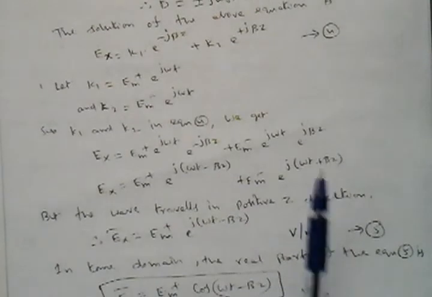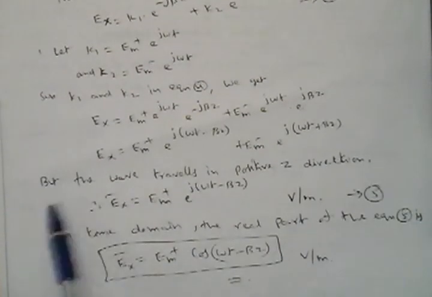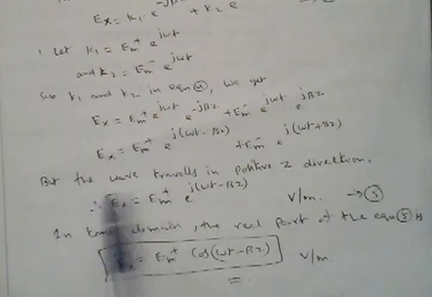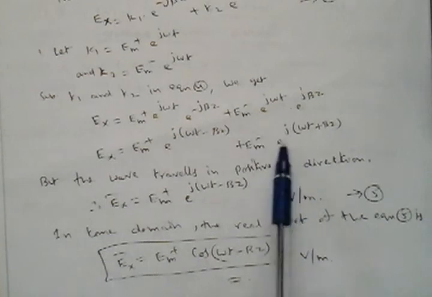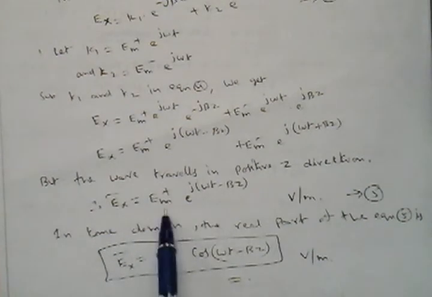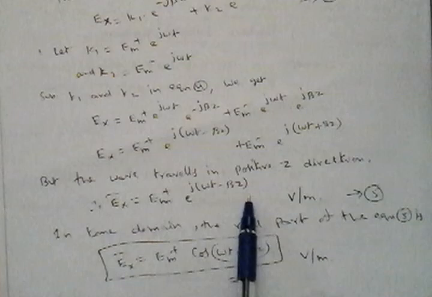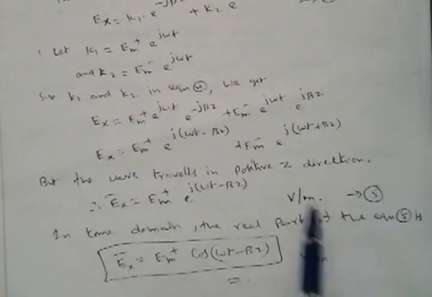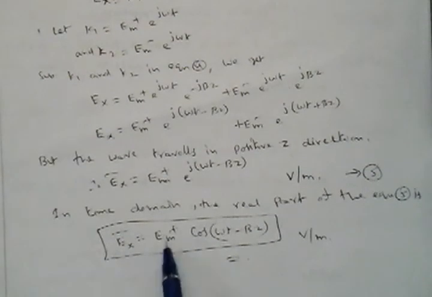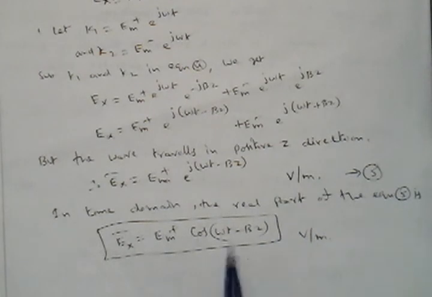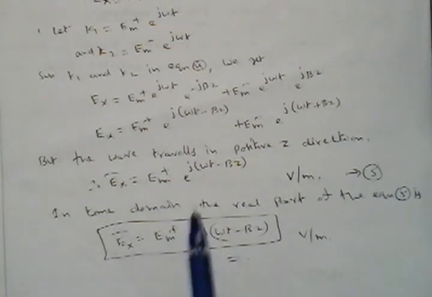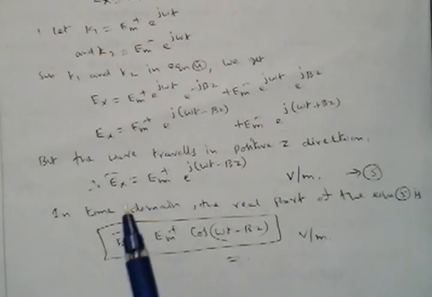If you take the real part, that gives the complete electric field solution. But the wave travels in the positive z direction only. Therefore in this case the negative term, Em minus, is neglected. So Ex is equal to Em plus e power j omega t minus beta z. This wave travels in the positive z direction only. Therefore Ex is equal to Em plus cos of omega t minus beta z. This gives the complete solution of the electric field equation where the wave is traveling through a perfect dielectric medium.